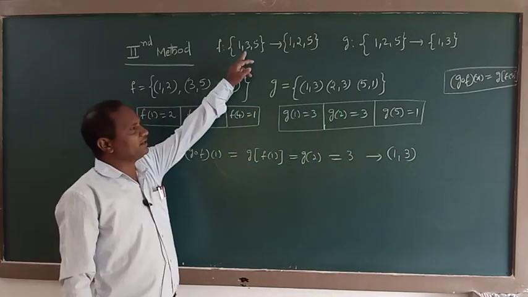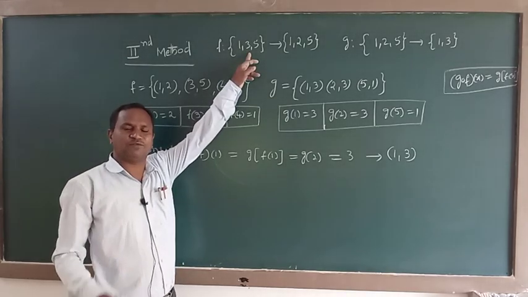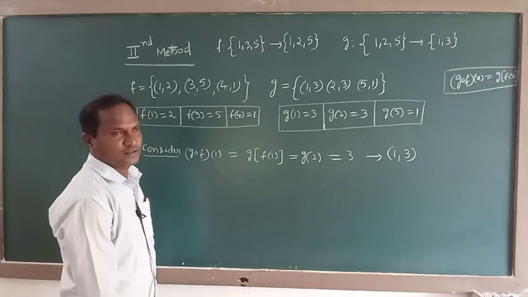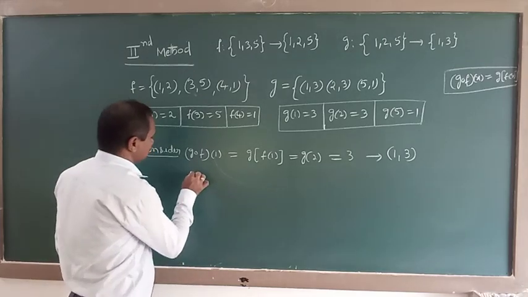Next, coming to the second element, 3. From that first set only, we must select all the elements. g circle f of 3.